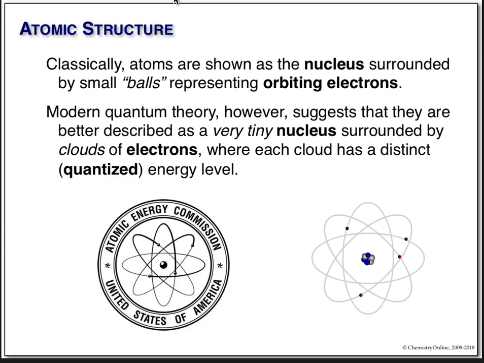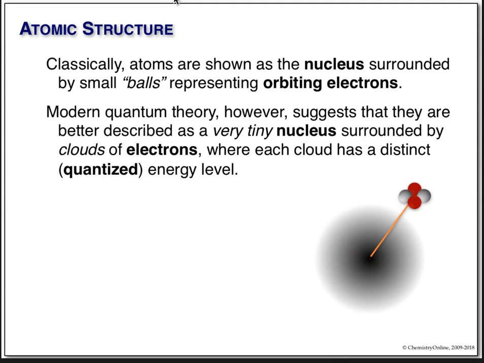It's totally wrong because electrons really are not little balls in little orbits spinning around the nucleus. It's also wrong because the nucleus is not big. The nucleus is absolutely incredibly tiny.